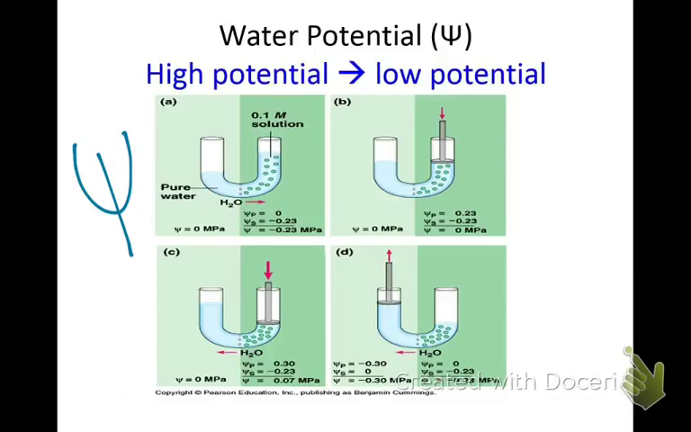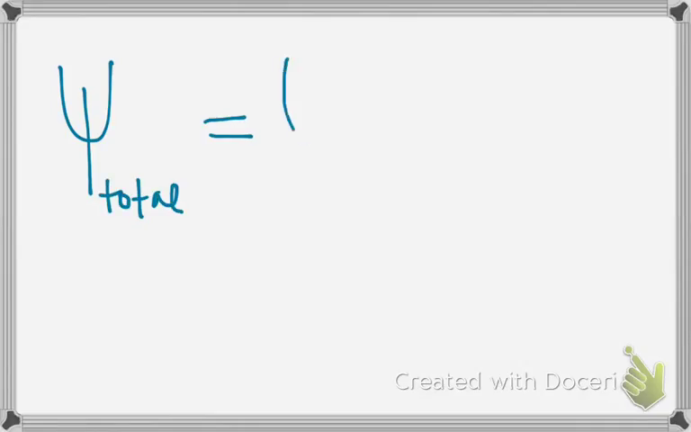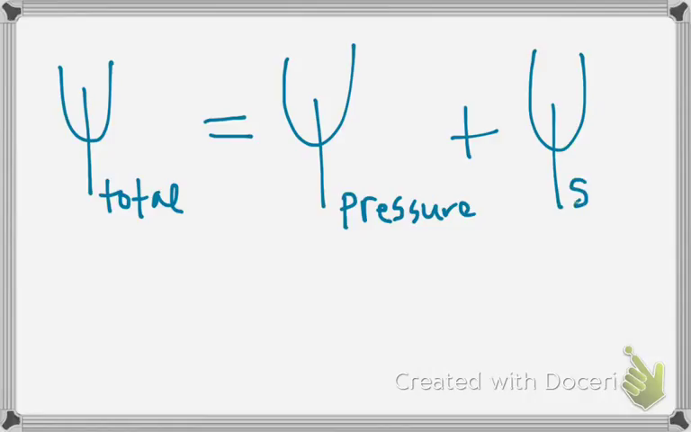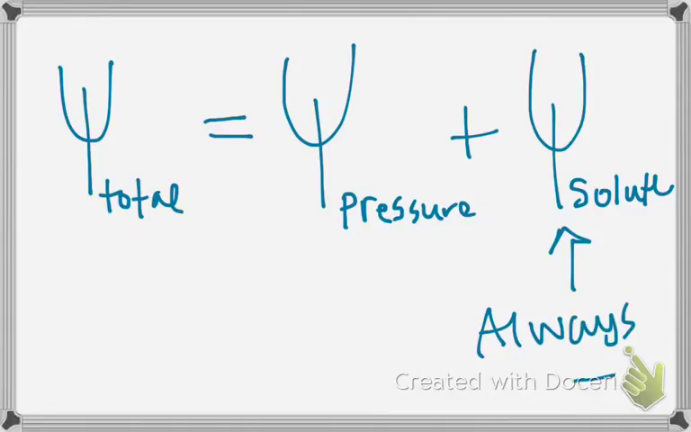And so write this in for me, this formula I'm going to give you. Okay, water potential, total water potential is equal to pressure plus the solute. And the solute number is always negative. And we may see some problems where you just fill in the math and have to add it up.